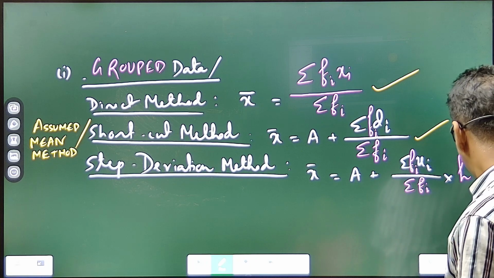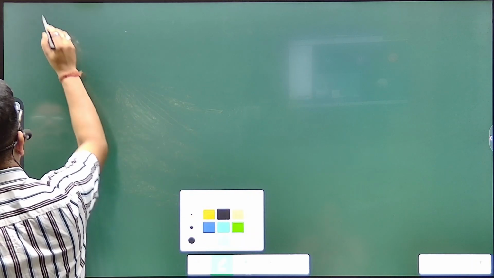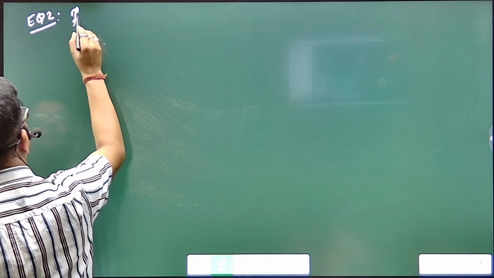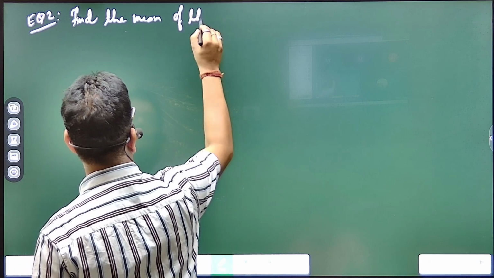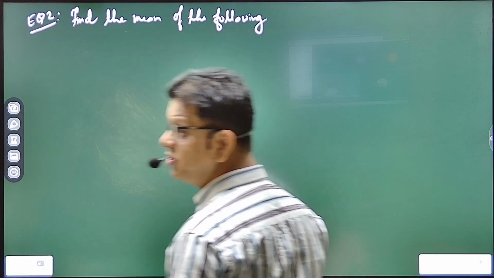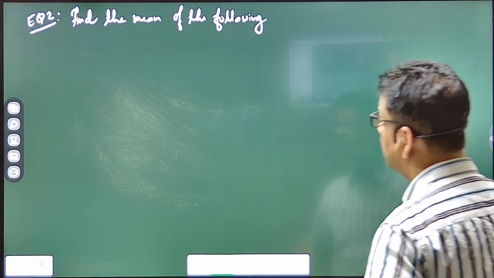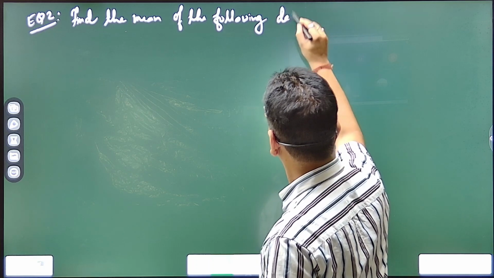Can I go to the next? Okay. Now, of course, I need to take a different example. So question number 2, extra question number 2: find the mean of the following data. In exams, nowhere is the method mentioned. When descriptive papers are there, then only they mention that you have to do it by this method. So in MCQ papers, any method is fine.